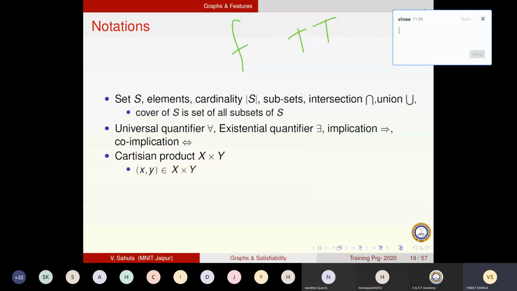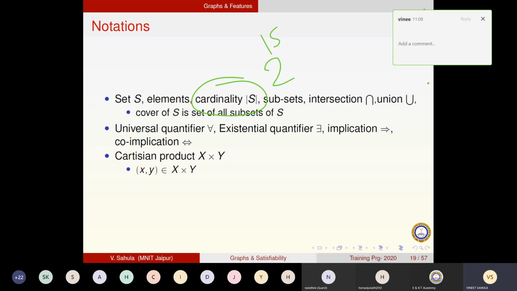This slide says set theory. Quickly, set theory says there is a set of elements, capital S. The cardinality is the number of elements in S. You could find the subsets of S.